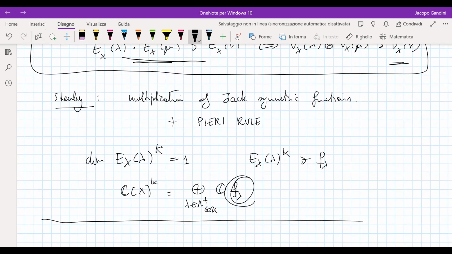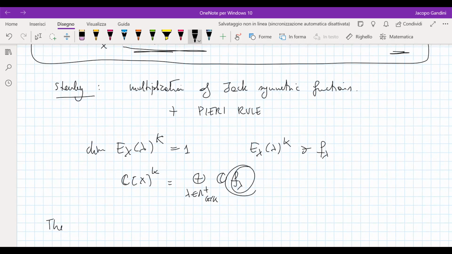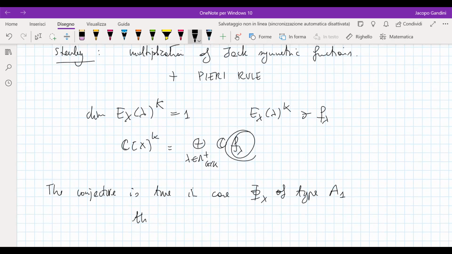We are very interested in this Pieri rule, because the conjecture above, in case it's true when phi x is of type A1, thanks to the Pieri rule.